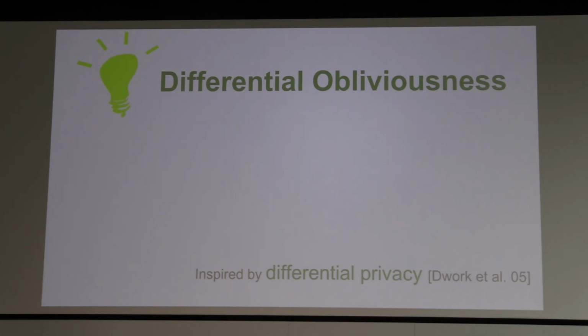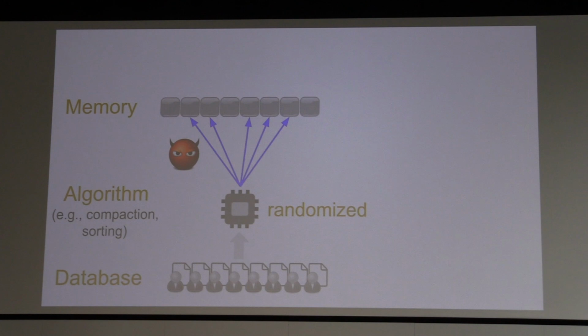And this is basically where differential privacy meets access pattern privacy. I'm going to apply the wonderful notion of differential privacy to access patterns. I'm going to define the notion formally for you. And here's the scenario we are going to consider.